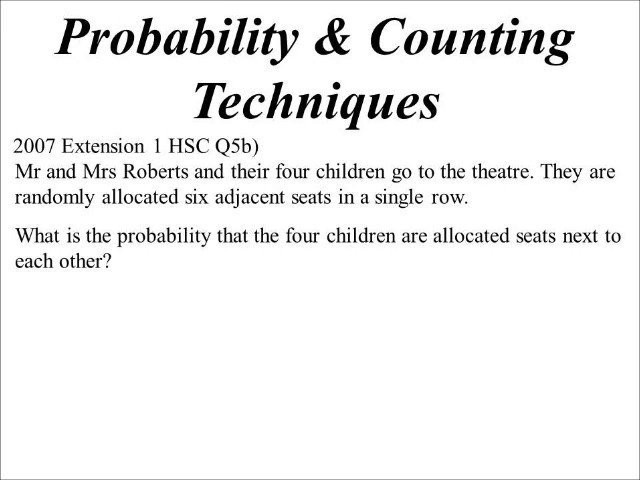So I'm just going to look at a couple of HSC questions via example. So 2007 one, Mr. and Mrs. Roberts and their 4 children, you'll note this time spelt correctly, go to the theatre. They're randomly allocated 6 adjacent seats in a single row. What's the probability that the 4 children are allocated seats next to each other?